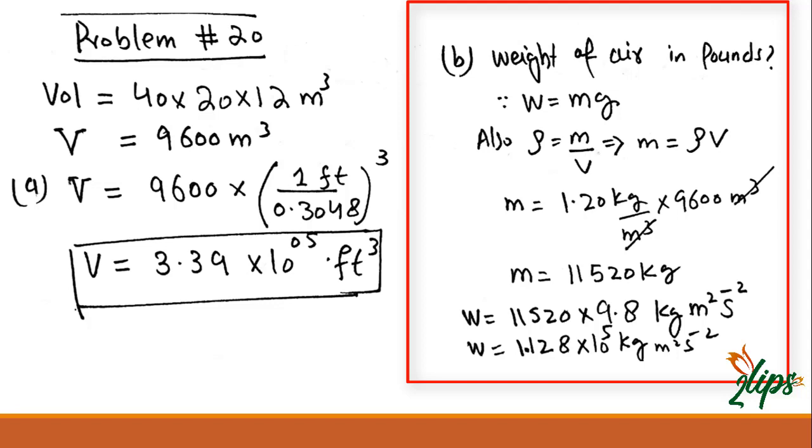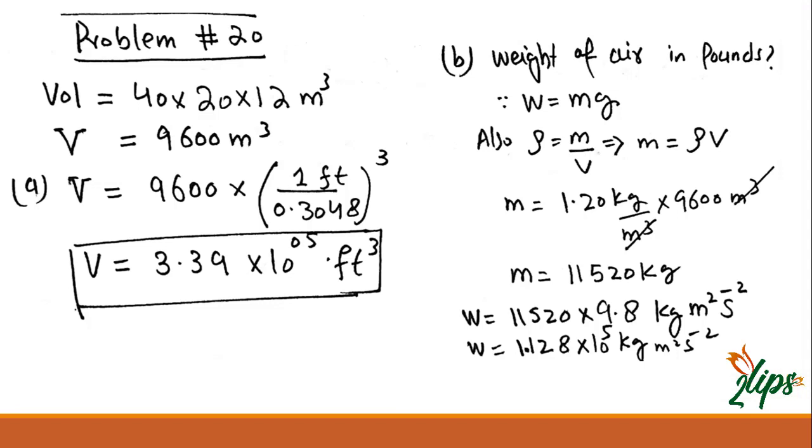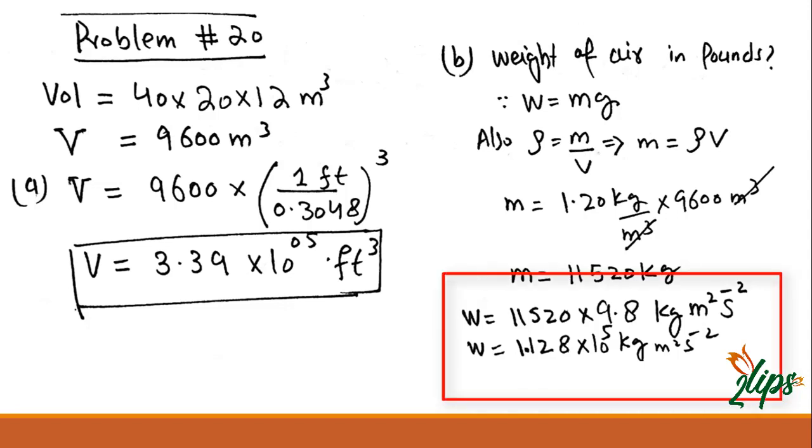This is the mass of air in this auditorium. How to find weight? Mass times gravitational acceleration. So this is 11520 into 9.8, and this will give me 1.128 into 10 raised to power 5 kg meter per second squared. This weight is in kilograms, so you can easily convert it into pounds. You have to use the relation between kg and pounds and simply put it here, so you will get the weight of air in pounds.